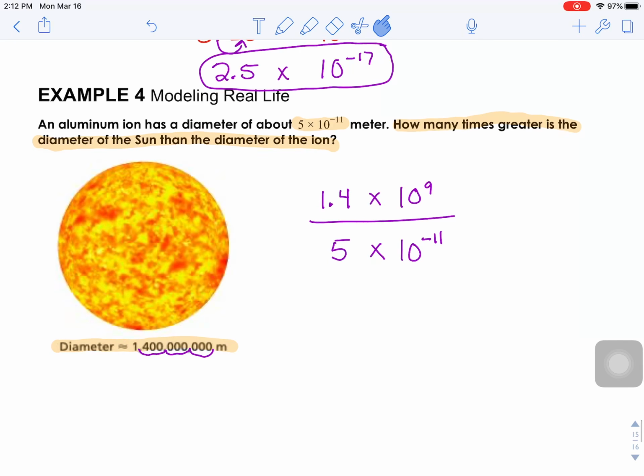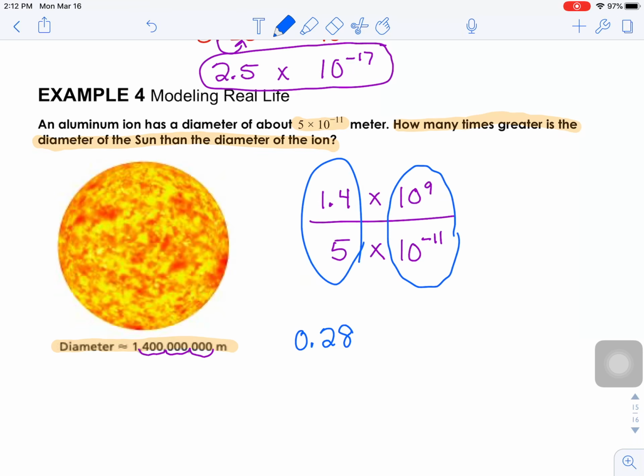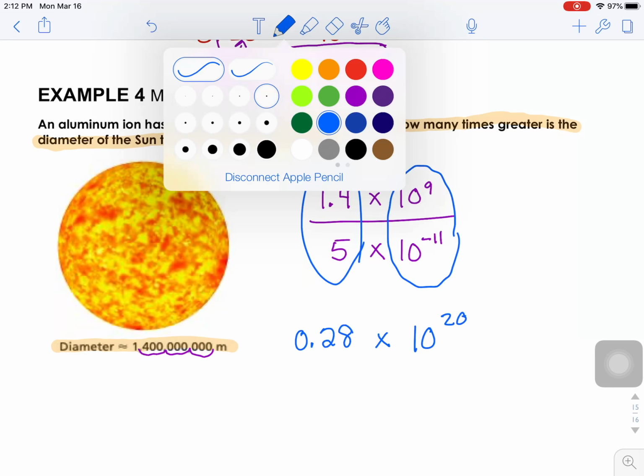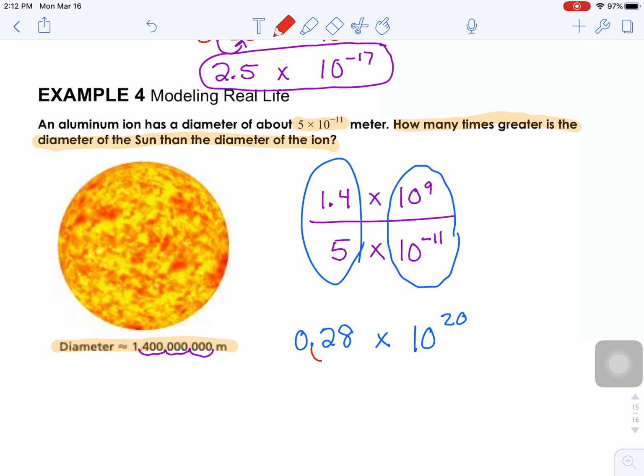Now it becomes just like the problem we did before. If I divide my 1.4 by 5, I get 0.28. And if I divide here, 9 minus negative 11 becomes times 10 to the 20th. Once again, I need to move my decimal over to make that number bigger. So that becomes 2.8. And if my number gets bigger, I need to subtract 1. So it becomes times 10 to the 19th.